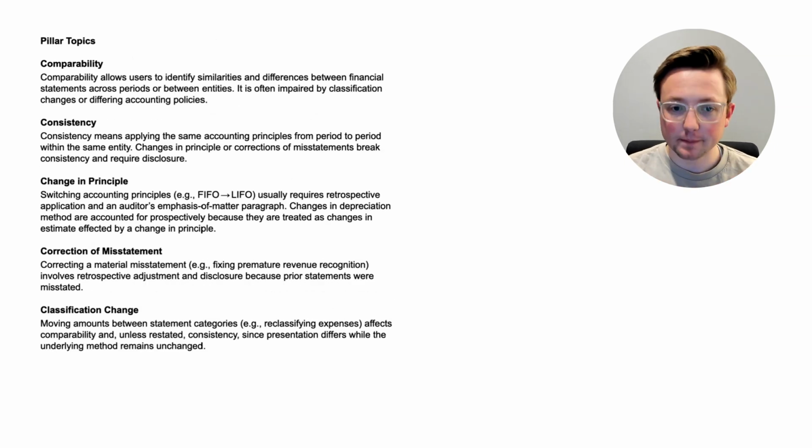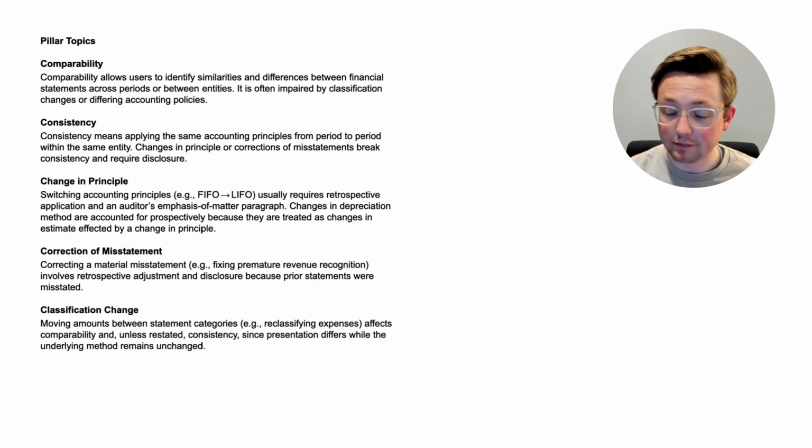First off, comparability. Comparability allows users to identify similarities and differences between financial statements across periods or between entities. It is often impaired by classification changes or differing accounting policies. Now let's talk about consistency. Consistency means applying the same accounting policies from period to period within the same entity. Changes in principle or corrections of misstatements break consistency and require disclosure.